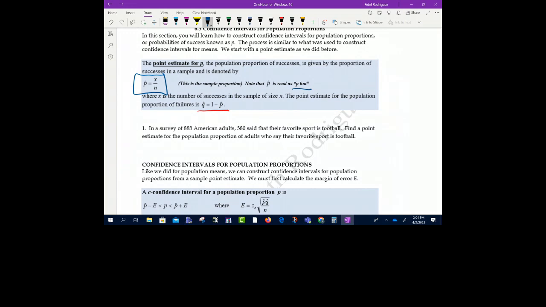Okay. So what we're going to look for here is that number we're calling P hat. Now, in order to find P hat, we have to find a couple of things. We have to know our number N and our number X. N is the total number of individuals we surveyed. If I look back at this question, we surveyed 883 people, okay? And out of those 883, do y'all agree 380 were the ones that selected football as their favorite?